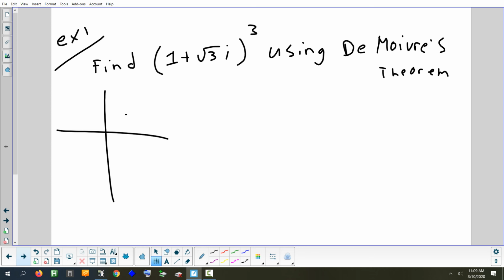Positive, positive, you're somewhere right around there. That line segment that I just drew, that's your R. Make a triangle out of it. 1, square root of 3. So let's find our radius. Nikira, when I do Pythagorean theorem on that, what's my radius going to come out to?